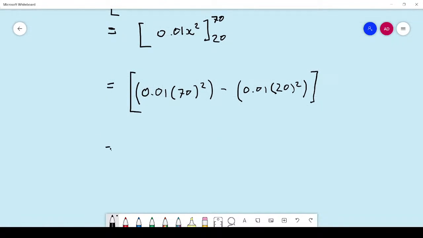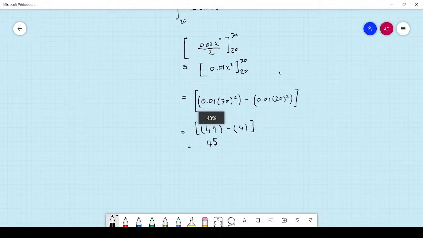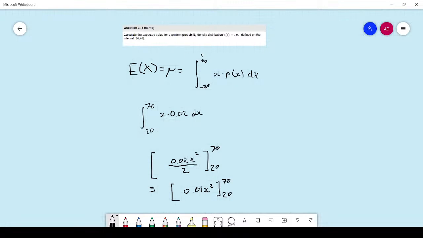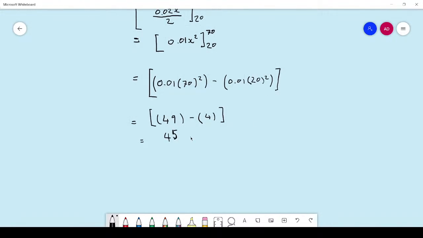Okay, so let's see what we got here. Might use the calculator for this one. So 70 squared should be 4900, and that'll be multiplied by 0.01. So we'll have 49 in this first bit, minus 20 squared is 400 times 0.01, should be 40. Oh no, it's 4. Use the calculator. 4. Alright, so 49 minus 4 is 45. So the area under the curve is equal to 45. And in this specific question, this is our expected value for the uniform probability density distribution, p(x) equals 0.02. So 45 should be our answer done here.